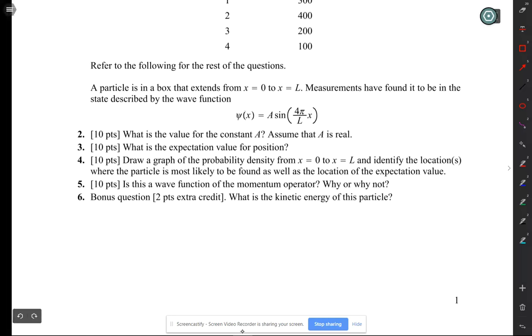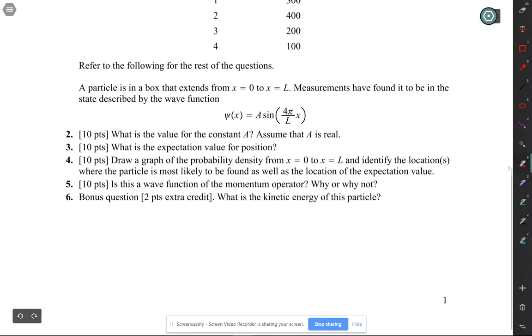Here's the wave function, right? So let's just graph what that wave function looks like. Now it's 0 everywhere except for between 0 and L. And since it's a sinusoid going from x equals 0 to x equals L, that means we're going to go from an angle of 0 to an angle of 4 pi. That's 2 cycles of the sinusoid.